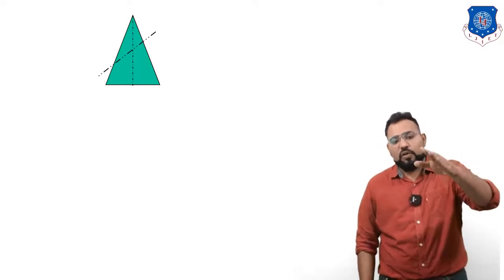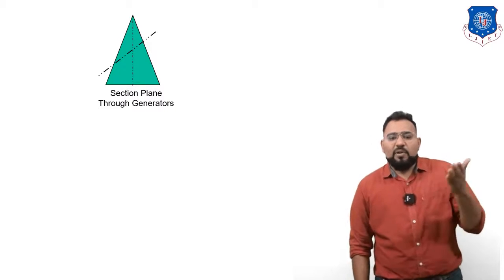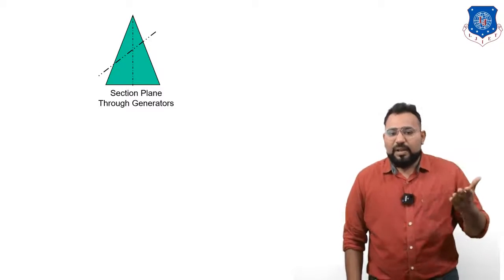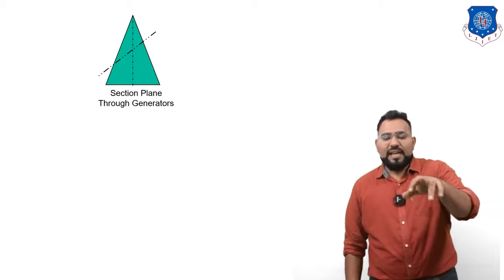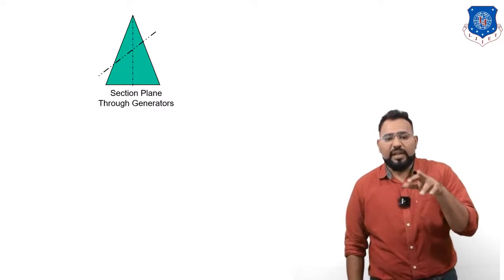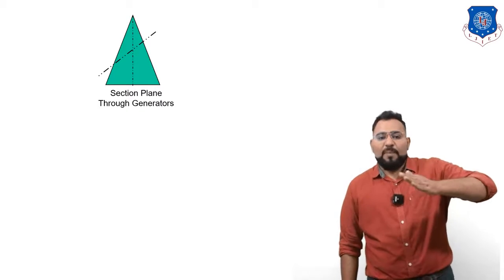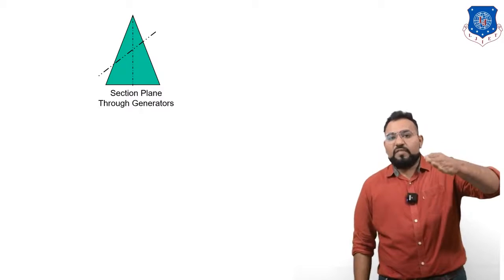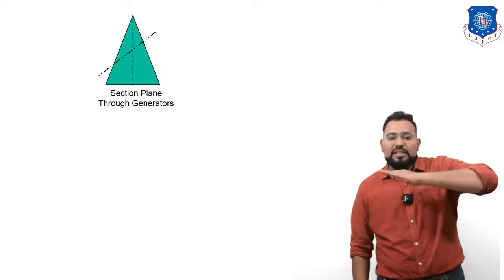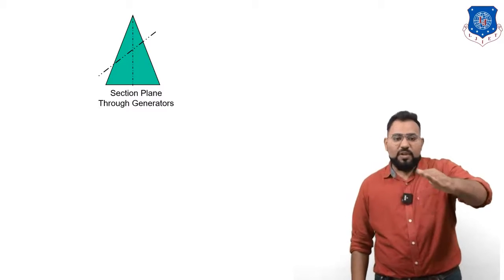From here we are going to cut this cone, and you can see the section plane. When he talks about the section plane, he means the cutting plane. So we are going to cut this cone by the cutting plane. When I say section plane, I mean the cutting plane. Here the section plane goes through the generator. We are going to apply the cutting plane through this generator such that it is passing through both the generators.